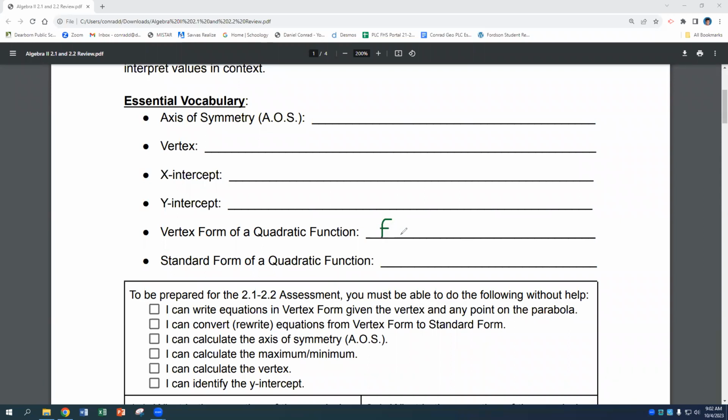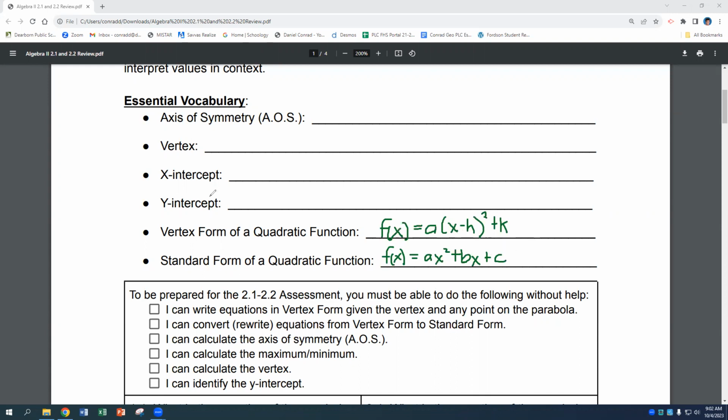The vertex form of a quadratic function is f of x equals a times (x minus h) squared plus k. And then our standard form was f of x equals ax squared plus bx plus c. And we needed to be able to interchange between the two of those, but those are the two main forms here.